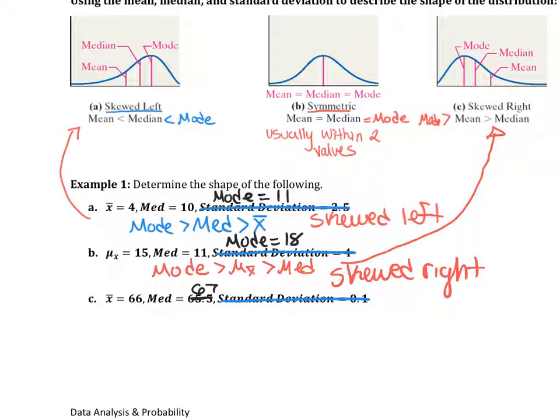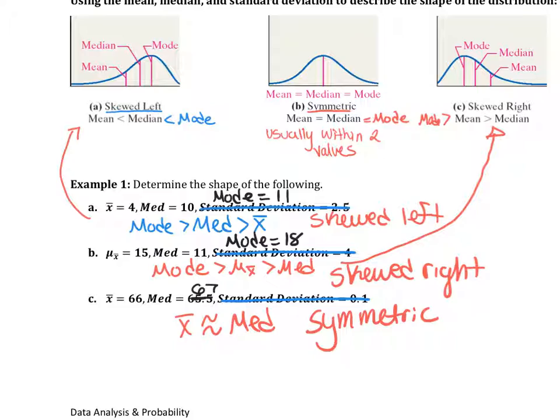And then letter C, our mean is 66 and our median is 67. Those are within 2 of each other. They are just 1 apart. So our mean is approximately equal to our median. That's what that squiggly equal sign means, approximately equal to. So that means we would be symmetric. Okay, so again, use the mode to help you if you have the mode. If there isn't a mode, you would just be focused on the mean and the median.